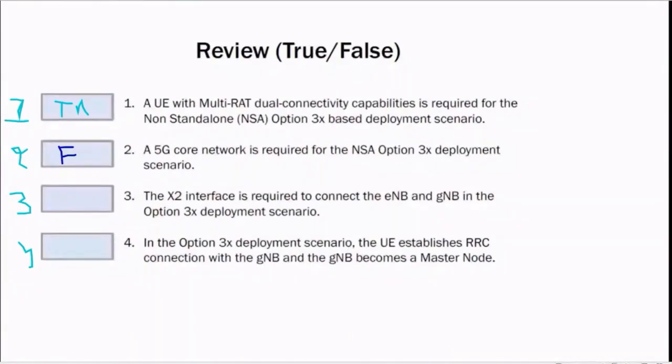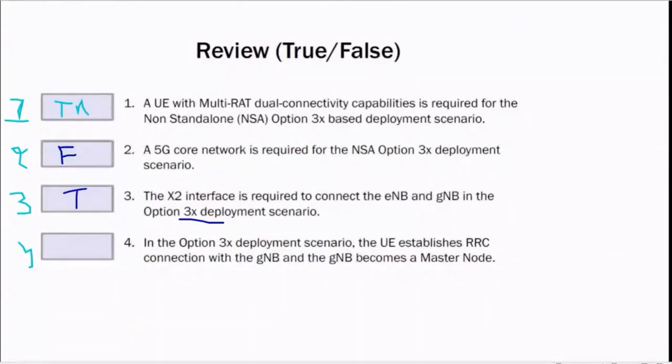And the third question is: the X2 interface is required to connect eNodeB and gNodeB in the 3X option, right? So is it true or false? Please let me know. That's great. You are right. There is an X2 interface required between eNodeB and gNodeB.